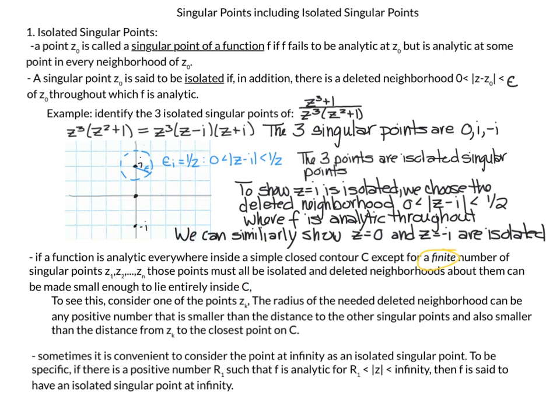To see this, we would consider one of the points z sub k. It's sort of like this example here. We have a finite number of isolated points, exactly 3, and we considered this point here, i. The radius of the needed deleted neighborhood can be any positive number that is smaller than the distance to the other singular points. Again, we took the radius equal to 1/2 because it's smaller than the distance from i to any of the other singular points.